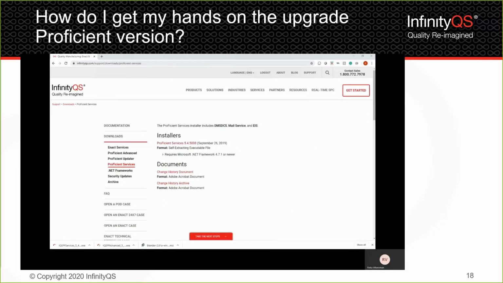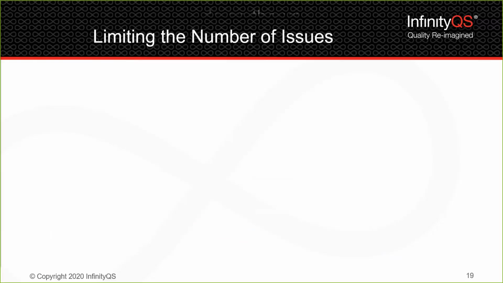Okay. All right. So the next big thing we're going to talk about is limiting the number of issues. This is a very, very crucial part to the whole preparation process. First thing you have to do is make sure you try to upgrade your test environment first. I have a lot of clients that have a test environment. They say, okay, we tried to do that upgrade, it didn't work, so we're going to go ahead and just try production.